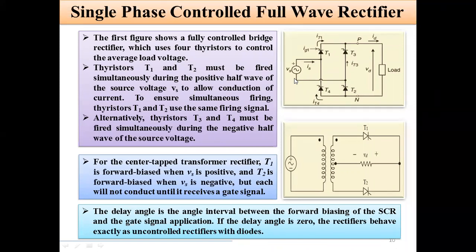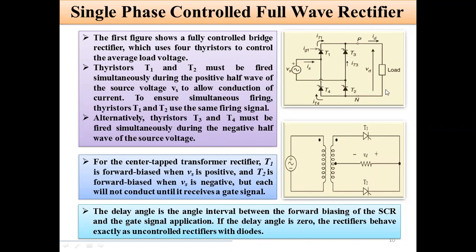If you observe the single phase controlled full wave rectifier here, the two half cycles are applied using four thyristors. It is also called a bridge. We use thyristors or switches T1 to T4. For a positive half cycle, T1 and T2 will conduct. For a negative half cycle, T3 and T4 will conduct.